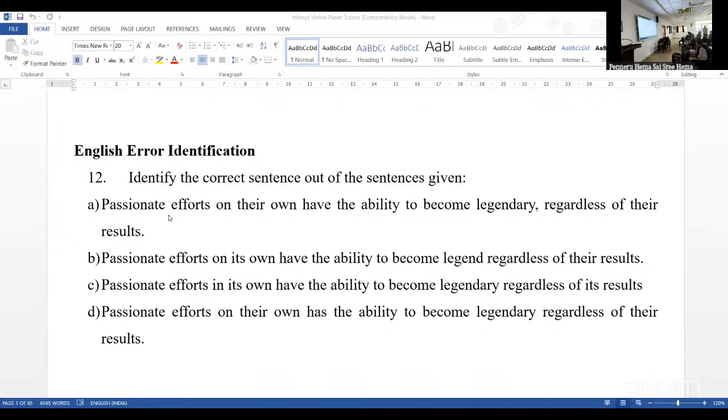Do we say on their or on its? Chapandi, I am asking you. Why? Why not on its? చెప్పాలి, నిన్న డిస్కస్ చేసాం ఆల్రెడీ.